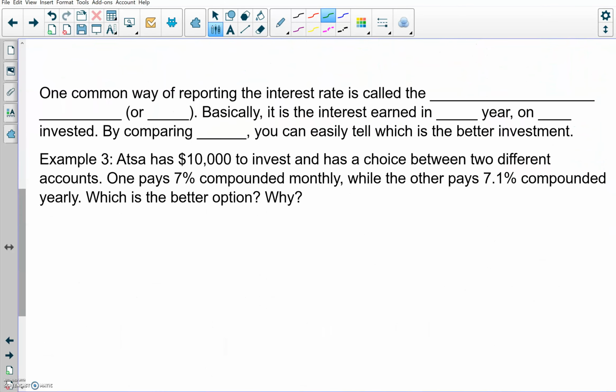Okay, so one common way of reporting the interest rate is called the annual percentage yield, or APY. So you have the APR, which is the annual percentage rate, the stated annual rate, but then you actually have the annual percentage yield.